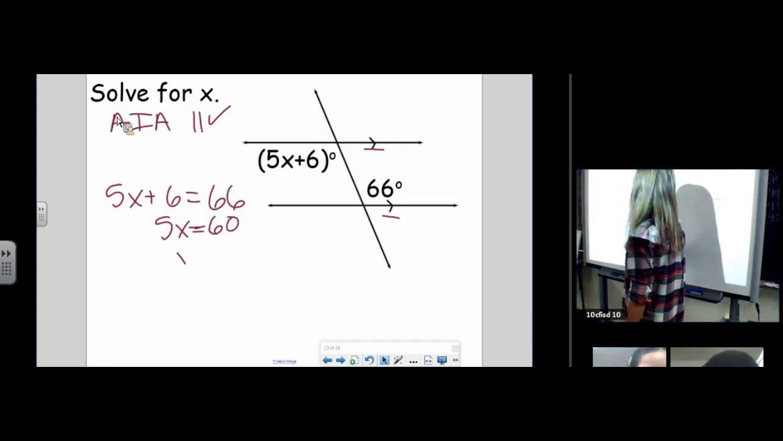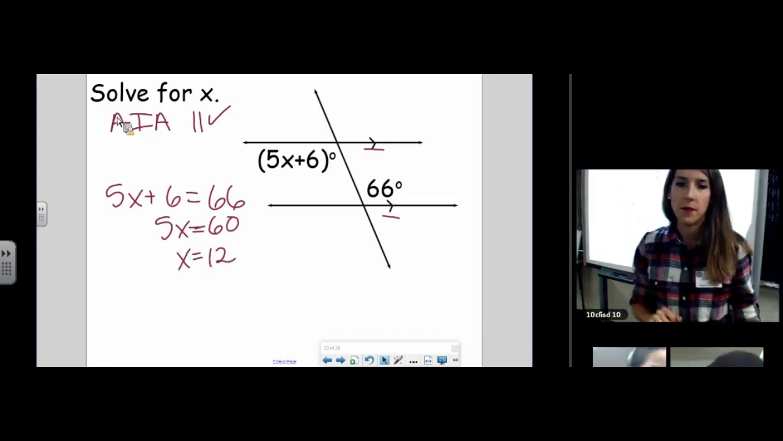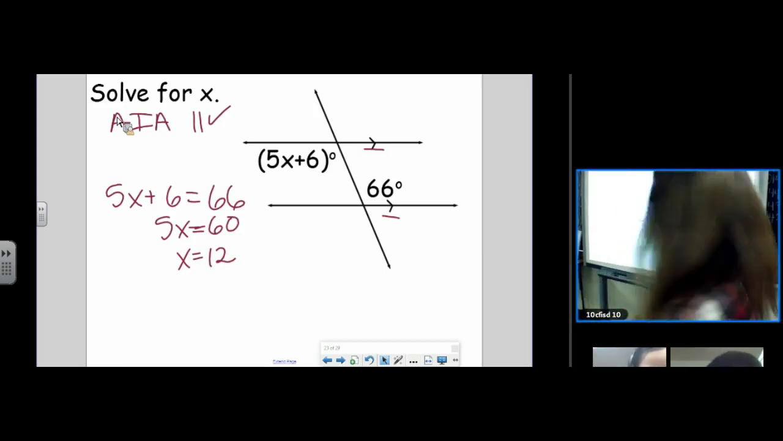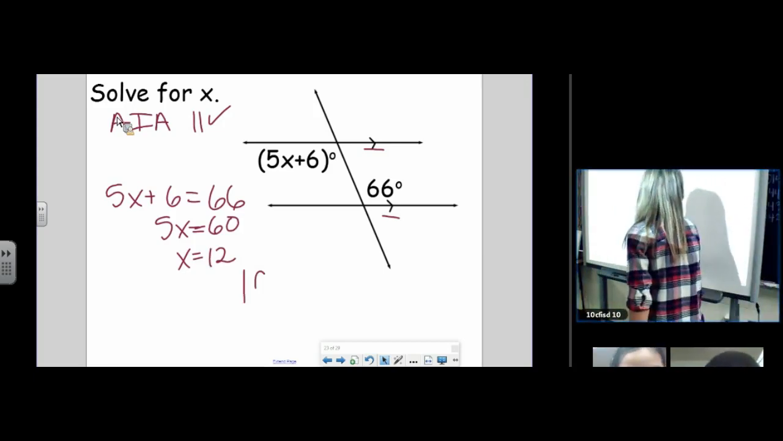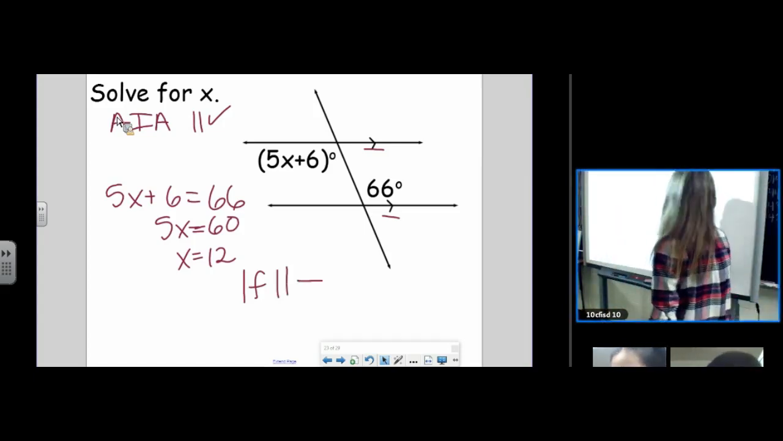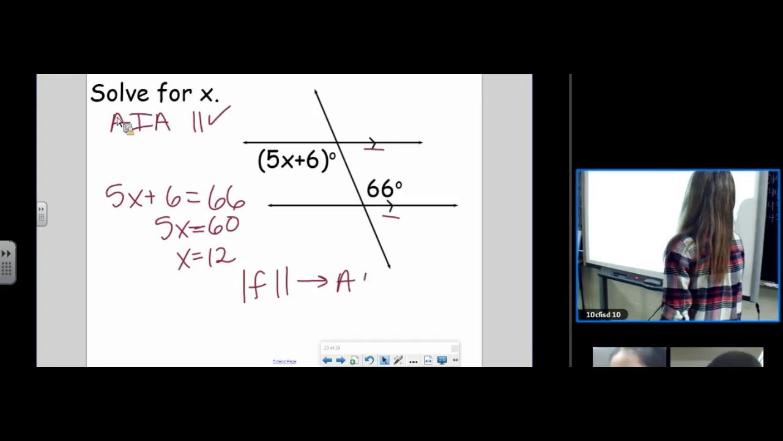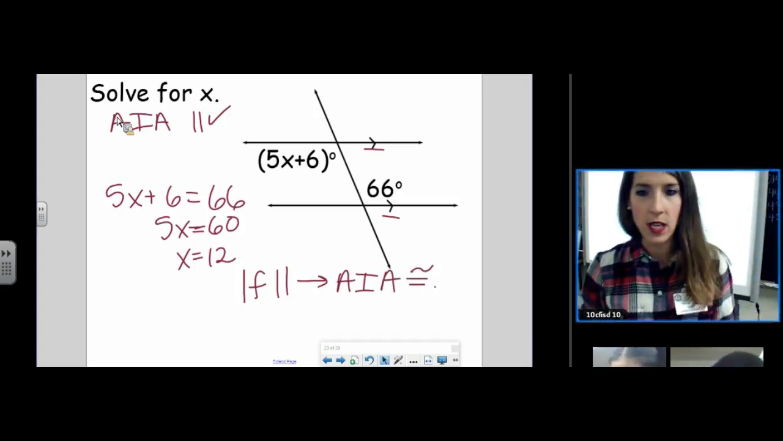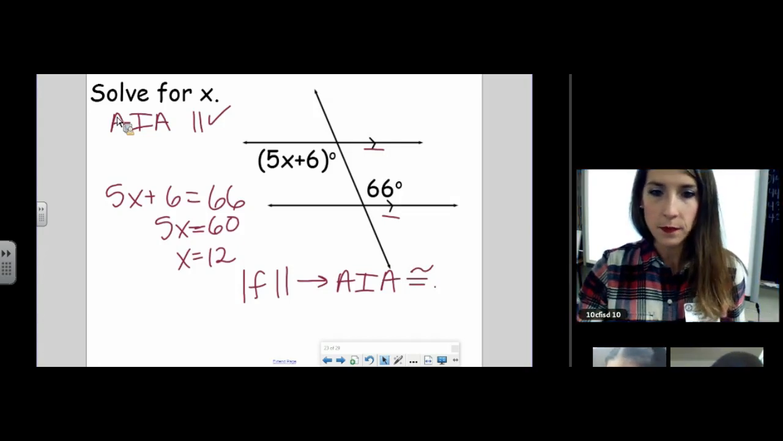5x equals 60. X is 12. Let's write the theorem that supports our algebra. If two lines are parallel, cut by a transversal, blah, blah, blah, then alternate interior angles are congruent. And that's the most that you can abbreviate that.